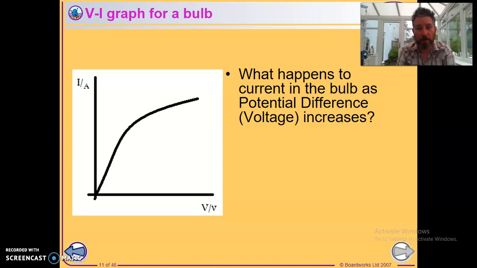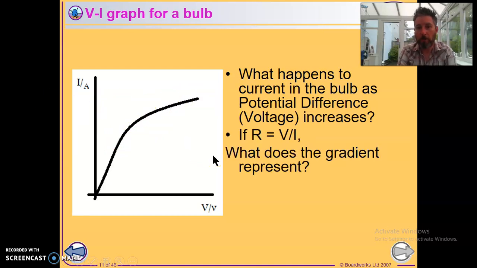So as the voltage goes up here, the resistance increases. You can see that at the start, as the voltage goes up, the current goes up in a straight line. So at this point, this is ohmic. This is obeying Ohm's law, because voltage and current are directly proportional. But then it starts to curve off, and a huge increase in voltage does not increase the current very much.